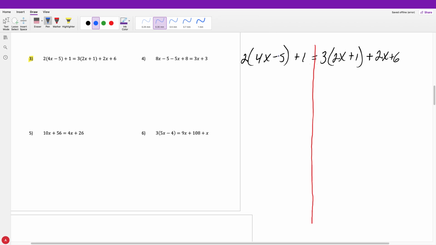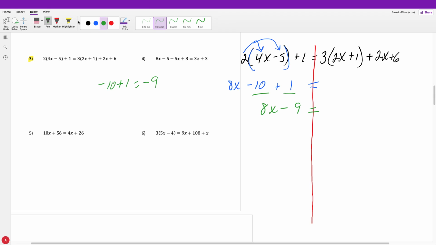So the first thing I'm going to do is simplify this left-hand side. And remember, the parentheses mean that we need to multiply. So I'm going to distribute the 2 into both the 4x and minus 5. Well, 2 times 4x is 8x. 2 times negative 5 is minus 10. And then I have plus 1 is equal to. So now I'm going to keep simplifying, because I see that I have two constants, negative 10 plus 1, which is equal to negative 9. So now I get 8x minus 9 is equal to.